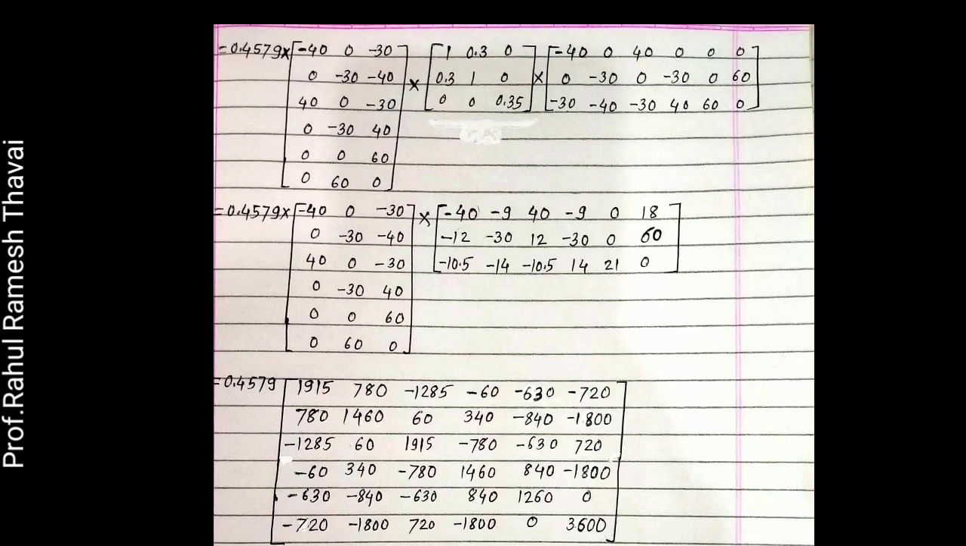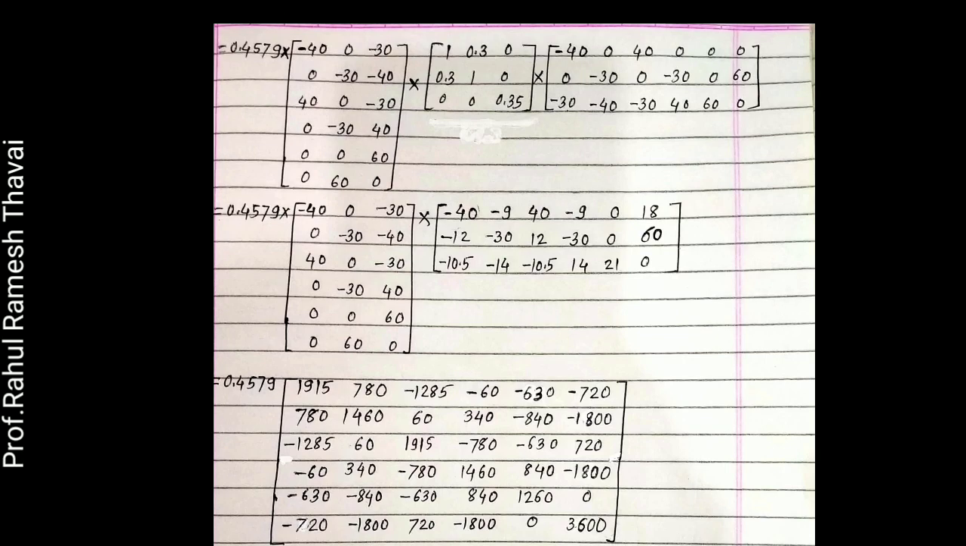Next I will go for first row and third column, that is 1 into 40 plus 0.3 into 0 plus 0 into minus 30. So I will get that term as 40. Next, first row multiplied by fourth column, that is 1 into 0 plus 0.3 into minus 30 plus 0 into 40. So I will get that term as minus 9. Next I will go for first row and fifth column, that is 1 into 0 plus 0.3 into 0 plus 0 into 60. So I will get that term as 0.